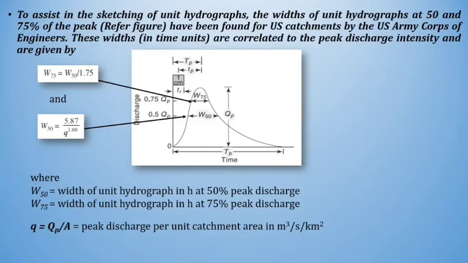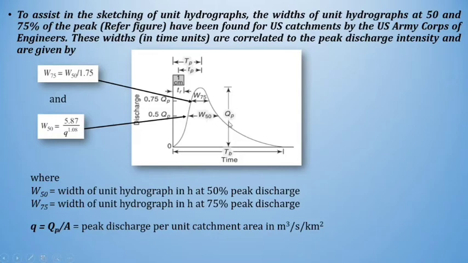To assist in the sketching of unit hydrographs, the widths of unit hydrographs at 50 and 75% of the peak have been found for US catchments by the US Army Corps of Engineers. These widths in time units are correlated to the peak discharge intensity and are given as per the following formulas. So first of all, you will need to find out the W50 width of this particular unit hydrograph at this particular 50% peak discharge value.